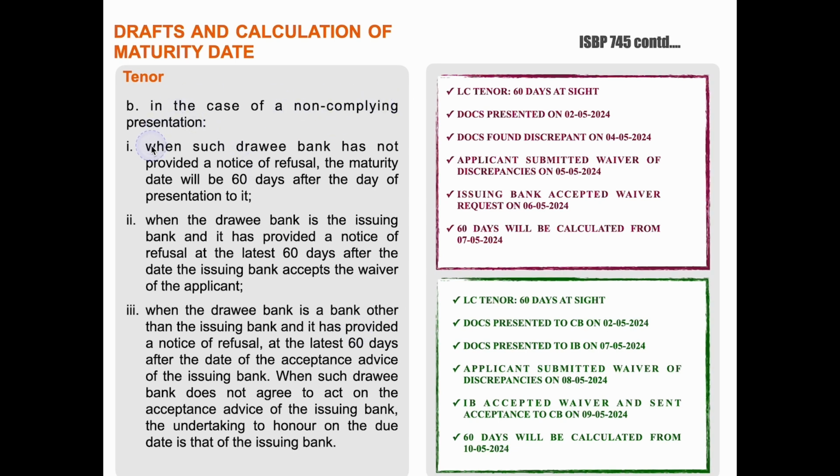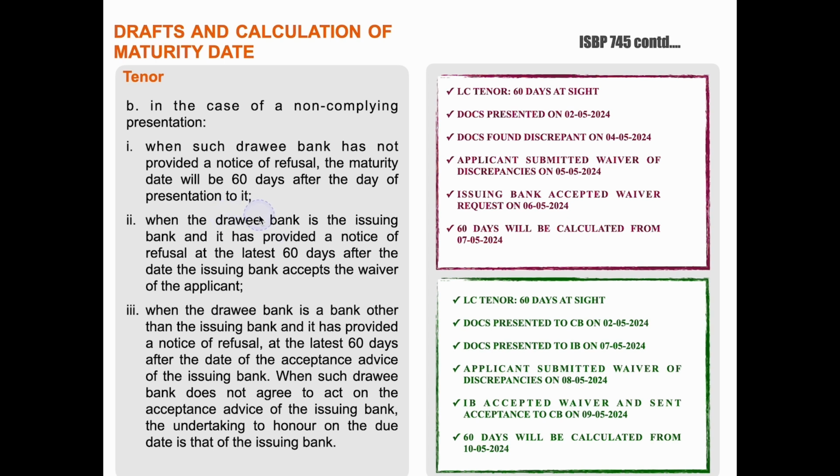In that case, when such drawee bank has not provided a notice of refusal, the maturity date will be 60 days after the day of presentation to it. Means, as the bank has not acted as per UCP 600 Article 16, means as it did not send the notice of refusal within the cutoff time, it cannot claim the documents as discrepant. It must make the payment as it is a complying presentation. Right? In such a case, the maturity will start from the day next to the day of presentation of documents to that bank.